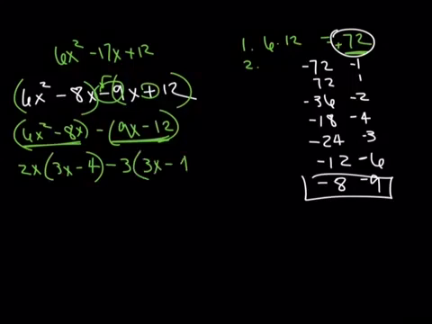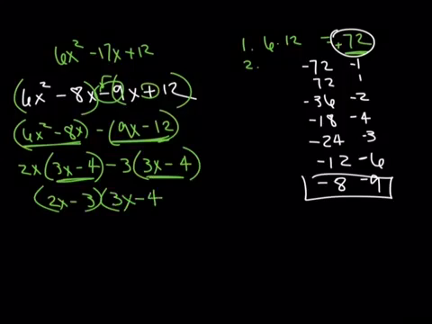3x. What do I have left over here? I have a 4. These are the same. Yay. So 2x minus 3 go together. 3x minus 4 go together. And at that place, I am done.